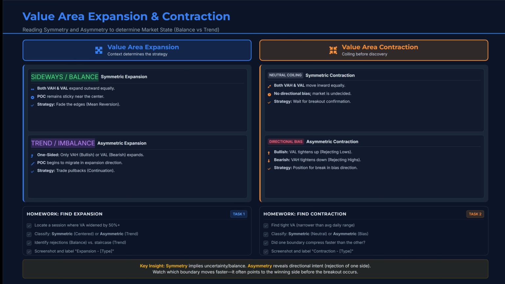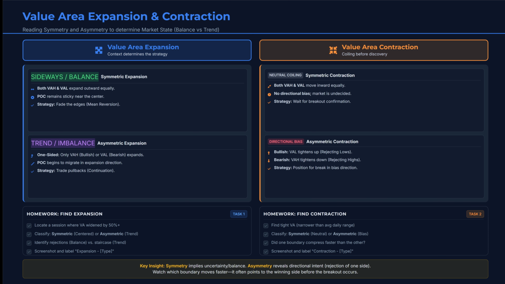The expansion is concentrated on one side. Second, the POC begins to migrate in the expansion direction. This is the critical difference from symmetric expansion. In asymmetric expansion, the POC doesn't stay centered.